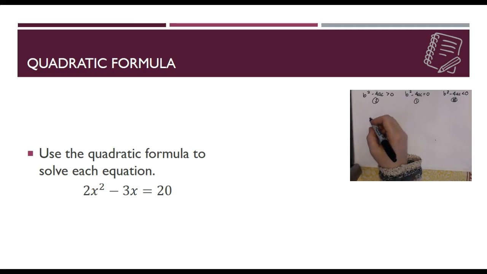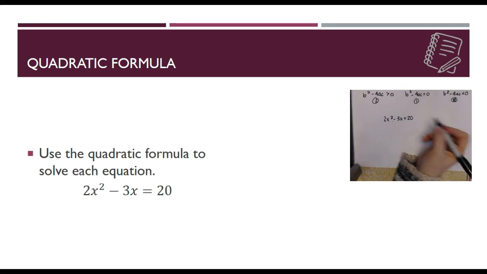So let's take a look at the one that we have up there on the slide. It gives us 2x squared minus 3x equals 20. And then in this case, we want to go ahead and move the 20 over so that it's equal to 0. So 2x squared minus 3x minus 20, and that's equal to 0. And then we'll identify our a, our b, and our c values. A is 2, b is negative 3, c is negative 20.